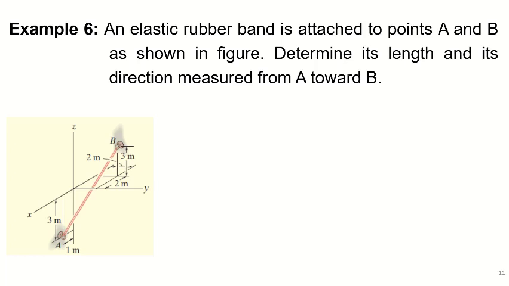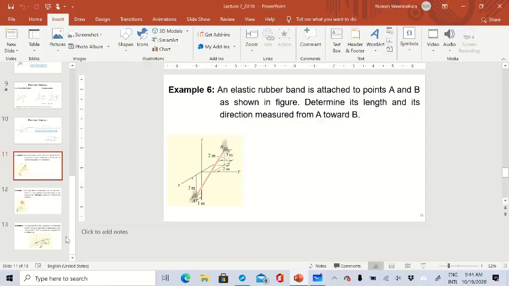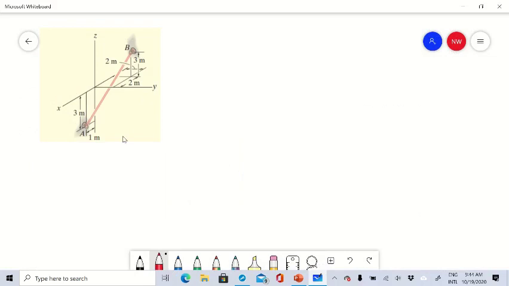There might be many ways, but we can use the concept of position vector and unit vector. Let's see how we can solve this type of question, right? If we can find the position vector from A to B, or the vector AB, then we can find the magnitude of the vector AB. If we find the magnitude of the vector, that is the length of the rubber band, right?